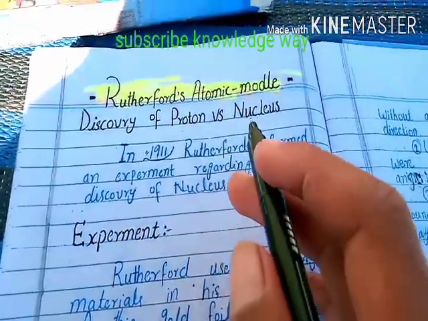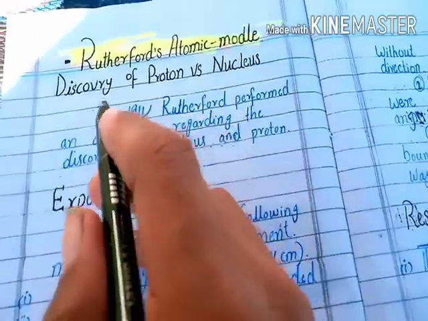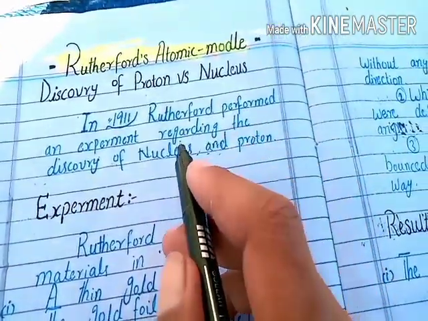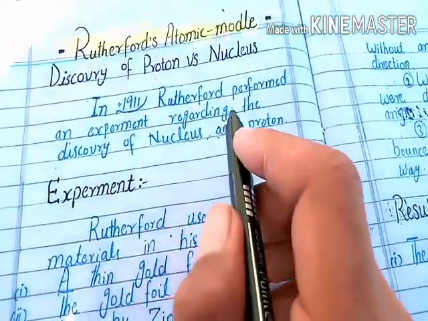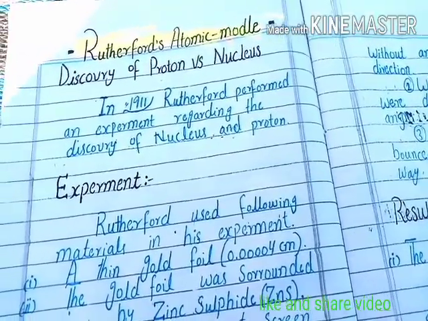Assalamu alaikum dear student. Today we are going to talk about the Rutherford atomic model and the discovery of proton in nucleus. Student, in 1911 Rutherford performed an experiment regarding the discovery of nucleus in proton.